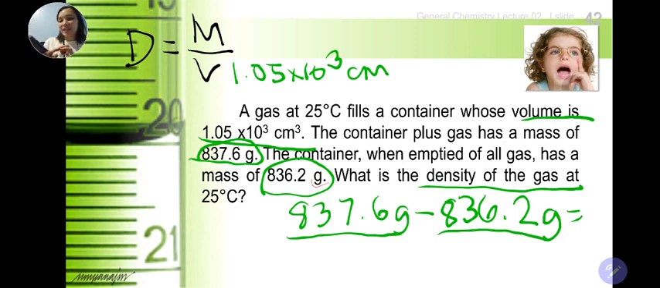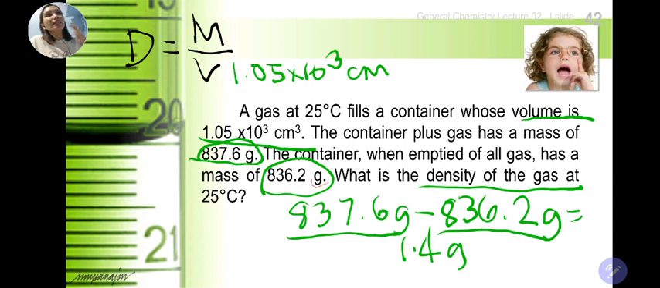Okay, 837.6 minus 836.2. So, our answer would be 1.4 grams. So, tama ba yung rule natin sa significant figure?